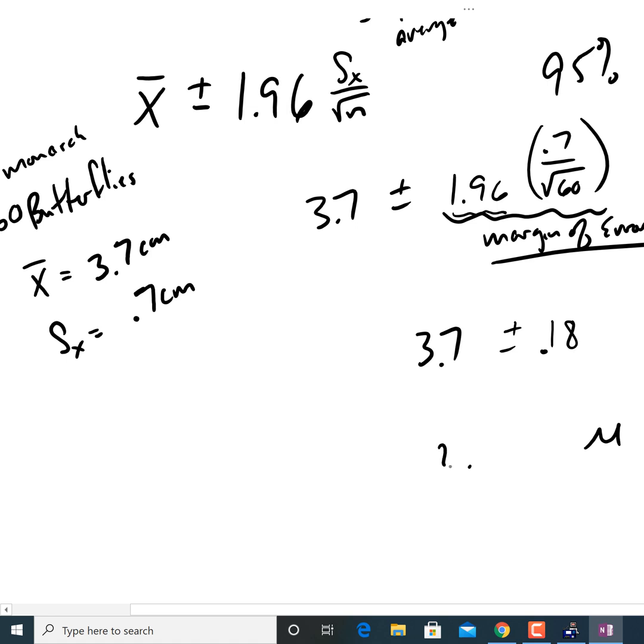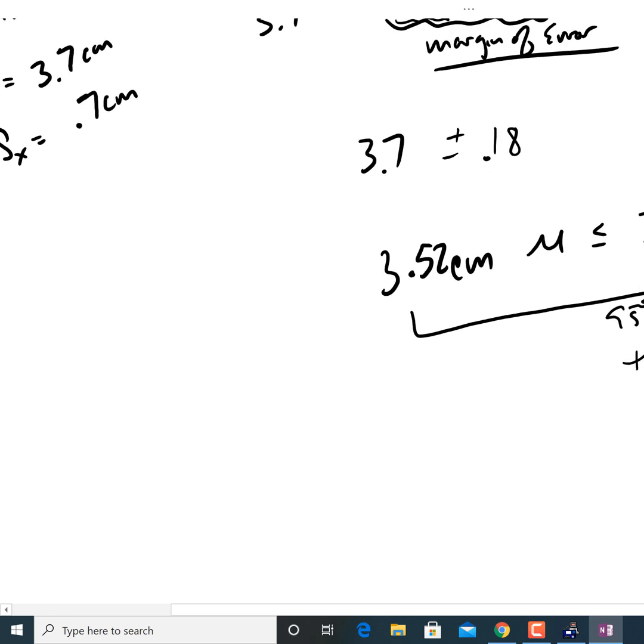On the lower end, 3.52 centimeters. Okay. And I am 95% confident, we say, that the true mean for monarch butterfly wings is between 3.52 and 3.88 centimeters. Could I be wrong? I could be wrong. What's the chances that I'm wrong? Well, listen, if I'm 95% confident, there's a 5% chance I'm wrong.